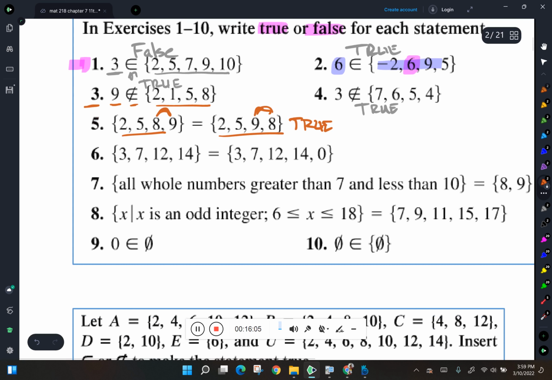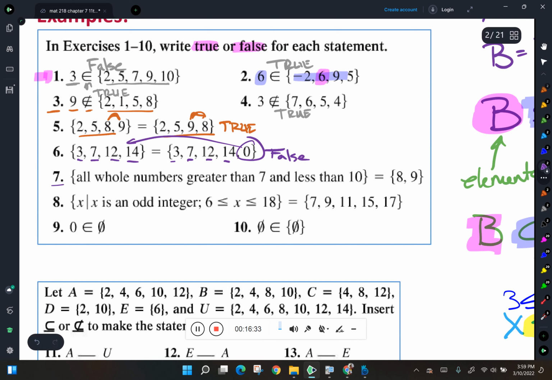Okay. How about number 6 here? Are those two sets equal? Well, let's check and see. I got a 3 here, a 3 here, a 7 here, a 7 here, a 12 here, a 12 here, a 14 here, a 14 here. I got a 0 here that is not there. So then those two sets aren't equal because there is an element in the one on the left that is not in the one on the right. Right?